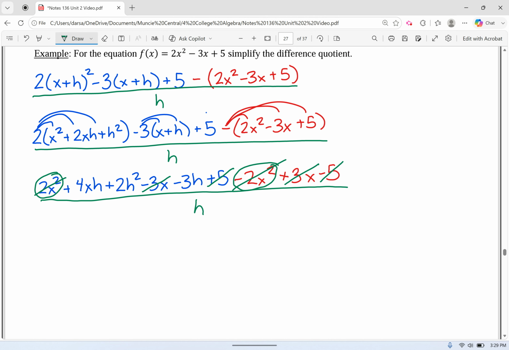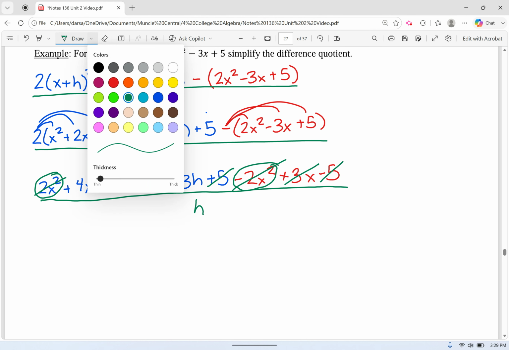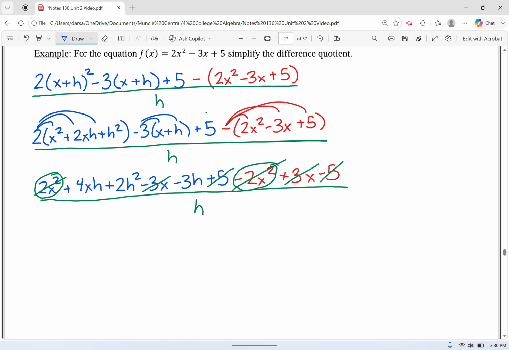So if we have done this correctly, basically everything that doesn't have an h in it goes away. And we're left with just items that have h. 4xh + 2h² − 3h, and that's all over the green h. I'm just going to switch it to blue at this point.